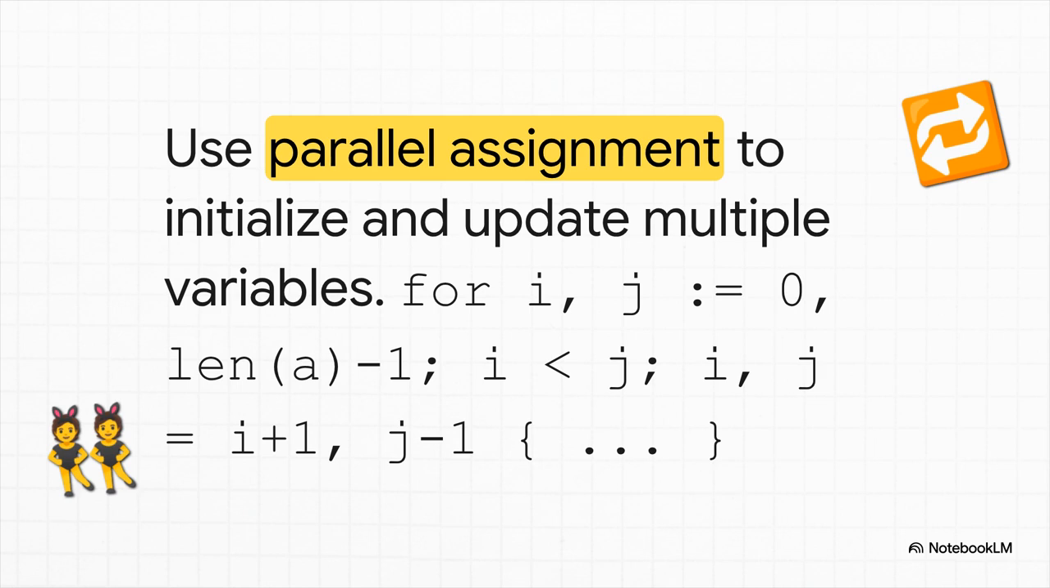It's called parallel assignment. Take a look at this code for reversing an array. In that first part, the init statement, we're initializing both i and j at the same time. Then, in the last part, the post statement, we update them both in a single, clean operation. This is the idiomatic Go way of doing things, and it's both powerful and really easy to understand.